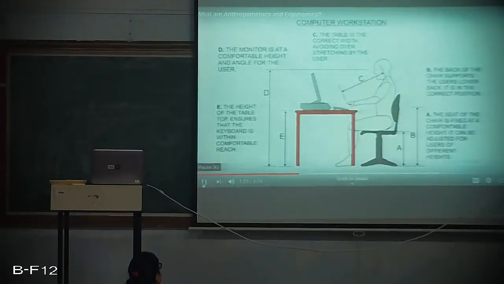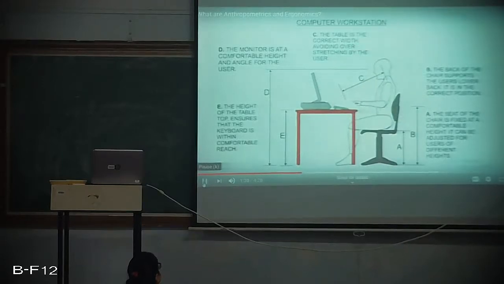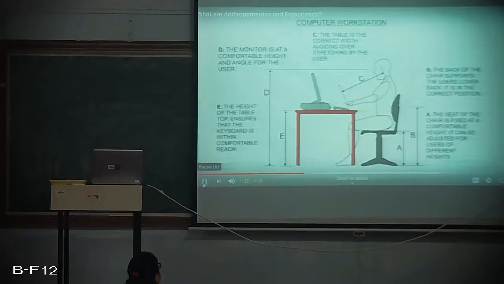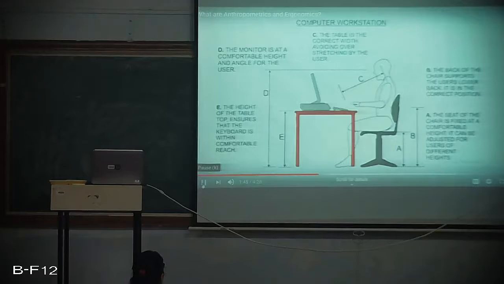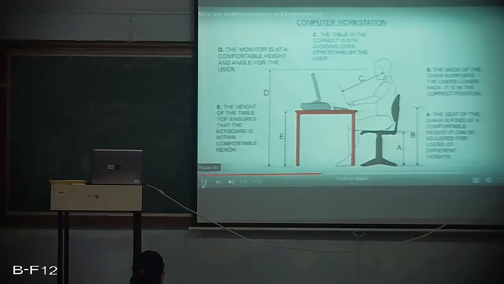This animation shows how anthropometric data has been applied to a computer work area. The comfortable seating height has been determined by collecting the measurements of a wide range of people. A designer has then used the measurements to ergonomically design an adjustable chair. This is a chair that is comfortable to use and works well in its environment.